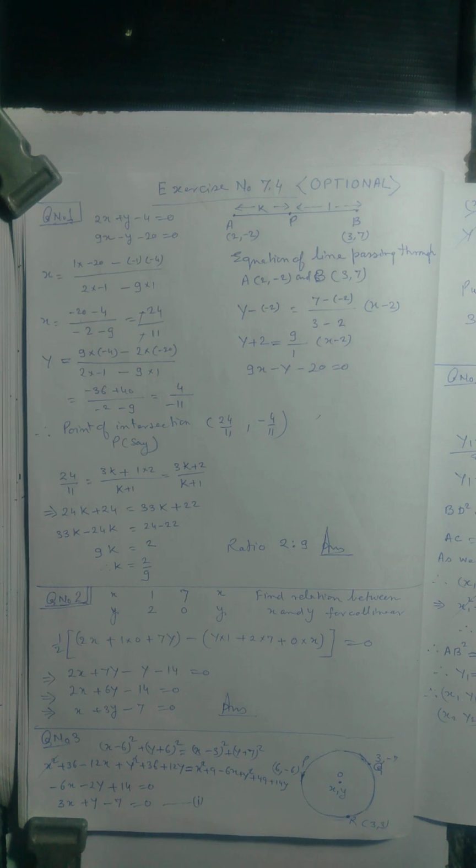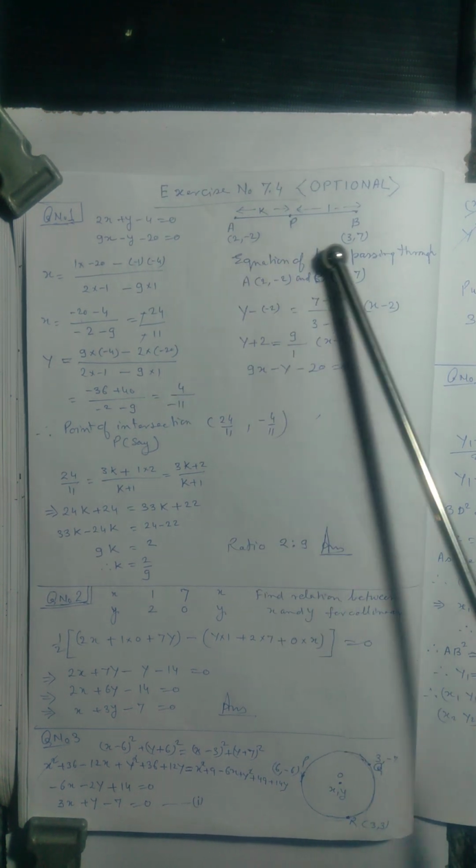Let us start CBSE Mathematics Class 10th, Chapter 7, Exercise 7.4, Optional. Question number 1: determine the ratio in which the line 2x plus y minus 4 divides the line segment joining the points A, that is (2, -2), and B, (3, 7).